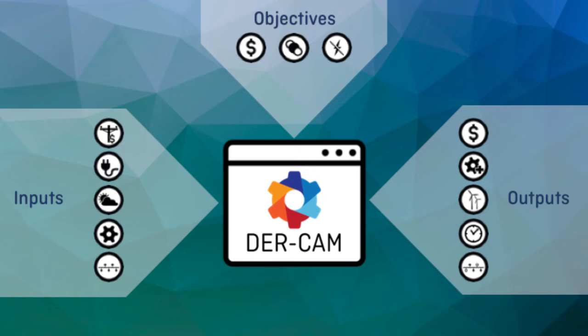DIRCam solves this problem holistically, assessing the potential of each technology to compete with or complement one another across each value stream, and selects a design that maximizes total system value based on the user's defined objectives and constraints.